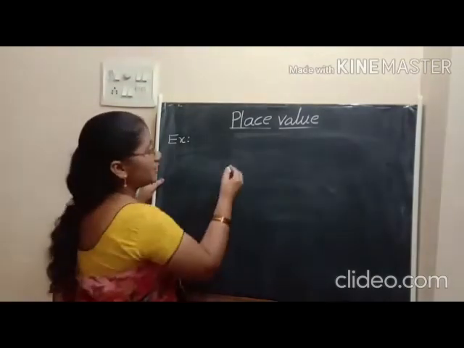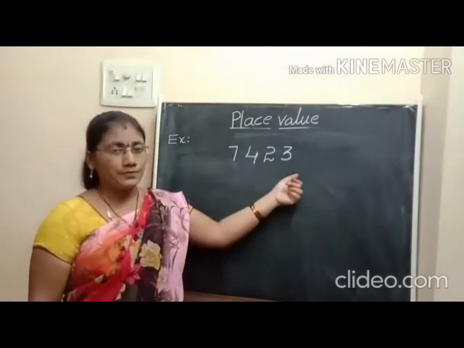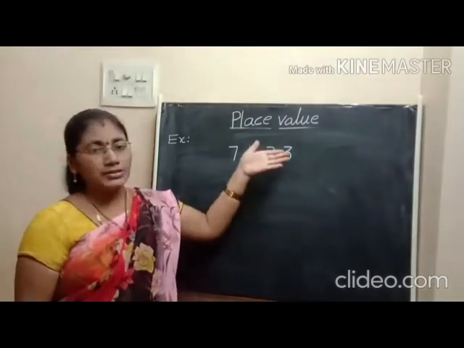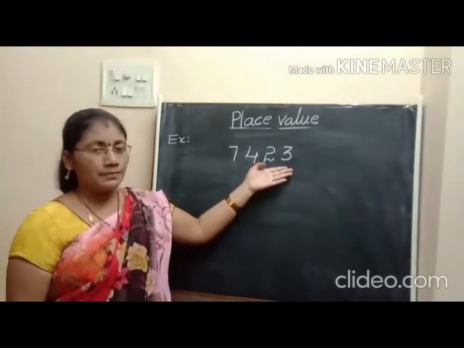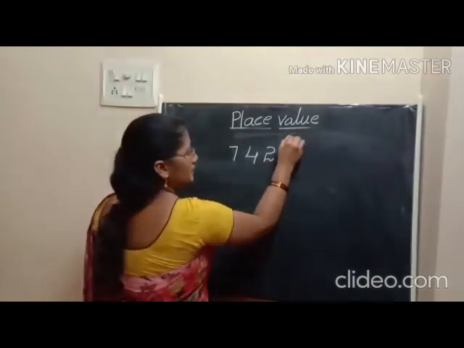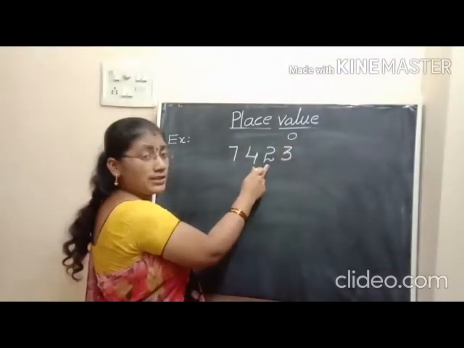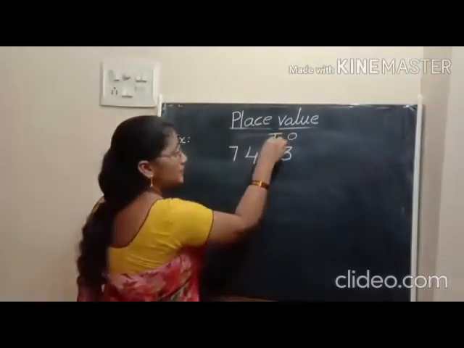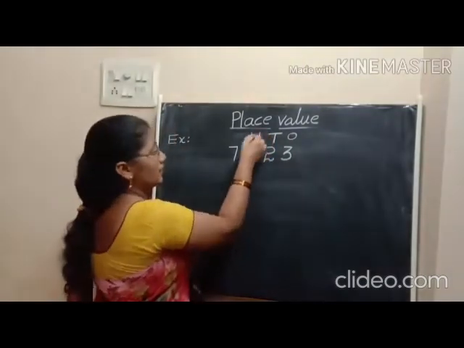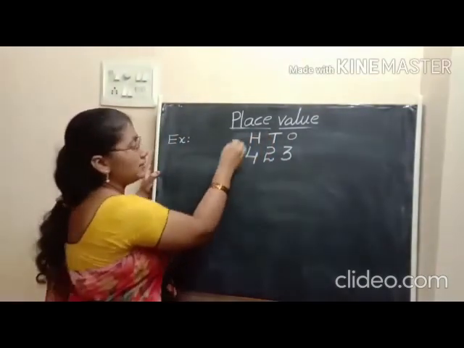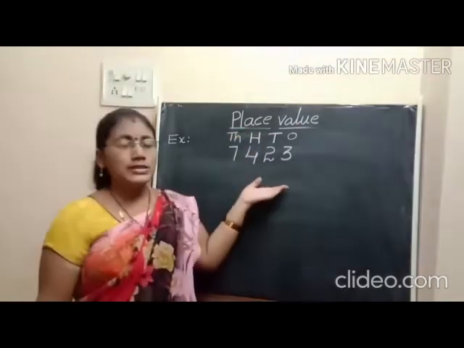Here I am taking a 4-digit number, 7423. Already we know how to represent places. What is the place of 3? That is ones. 3 is in ones place. Next, 2 is in tens place. 4 is in hundreds place. Finally, 7 is in thousands place. Already we know this topic.